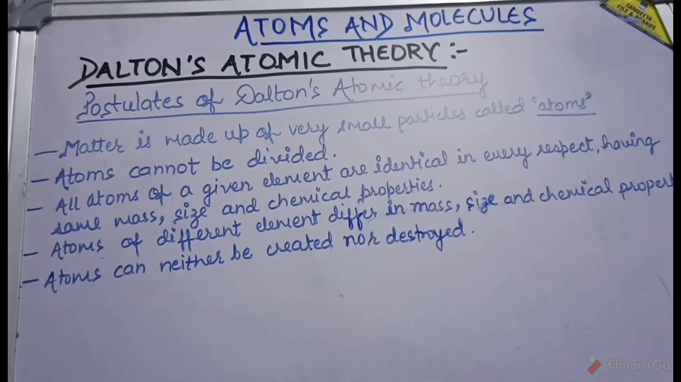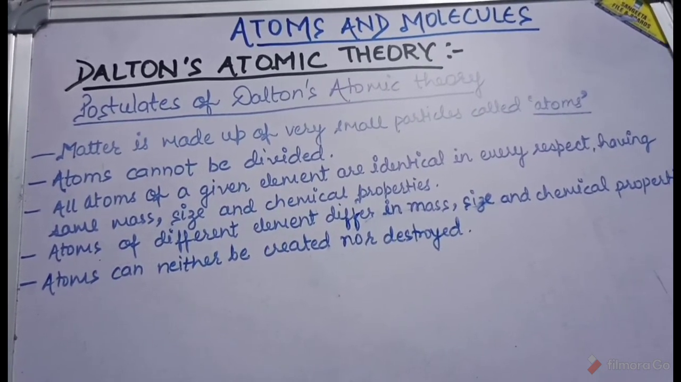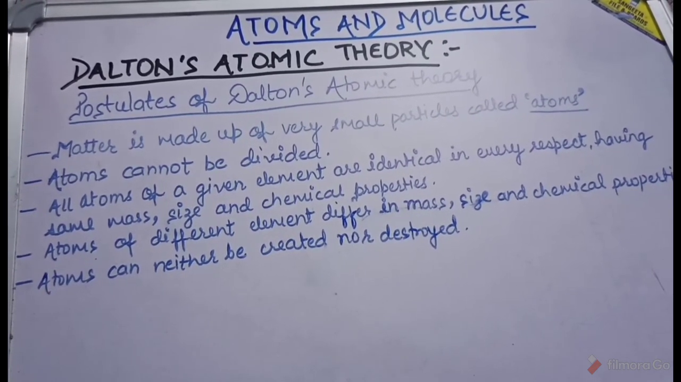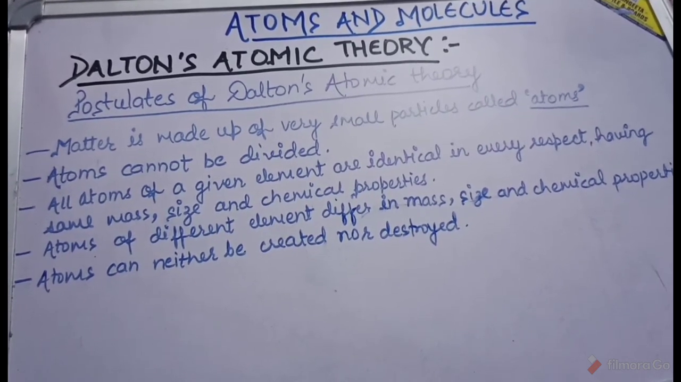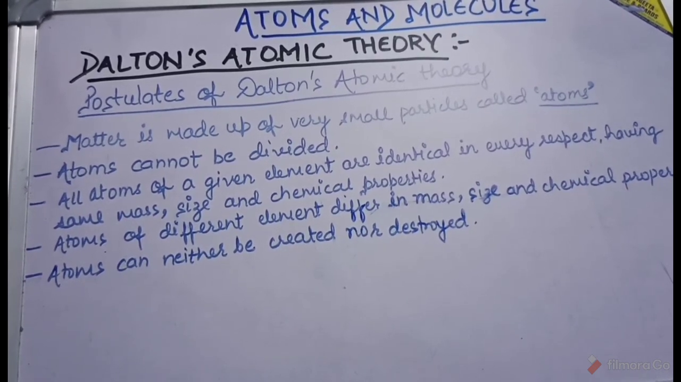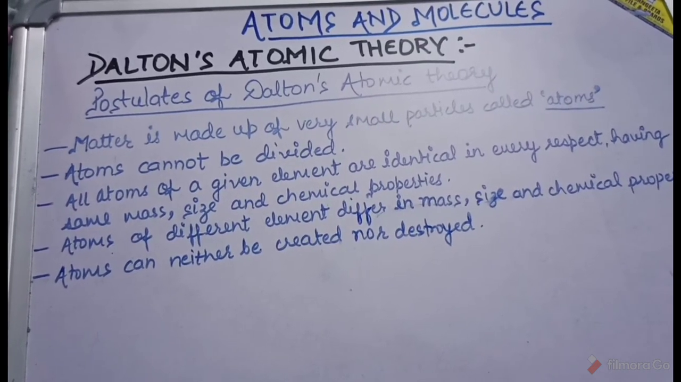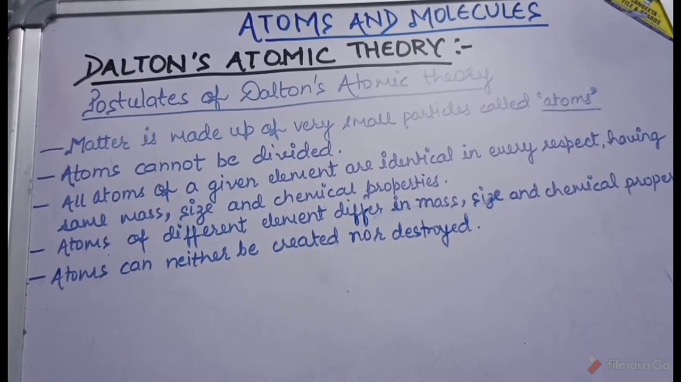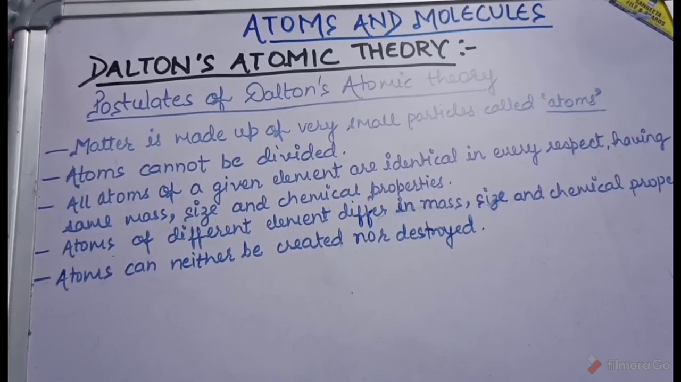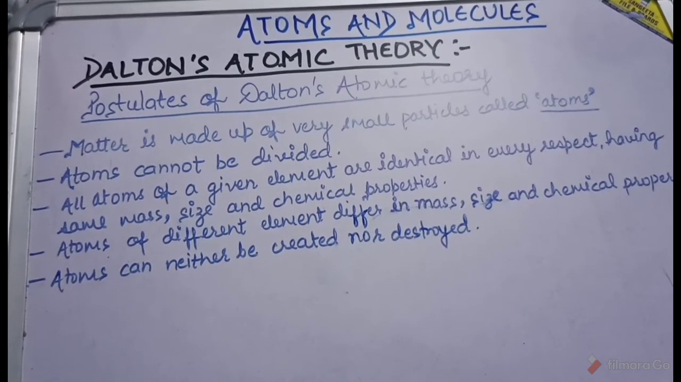Now next is Dalton's atomic theory. There are various postulates of Dalton's atomic theory. I will explain them one by one. Number one: all matter is made up of very small or tiny indivisible particles called atoms. Atoms cannot be divided. This one is a drawback of Dalton's atomic theory, because under certain circumstances atoms can also be divided into different subatomic particles, which are electrons, protons and neutrons. I will explain it later.